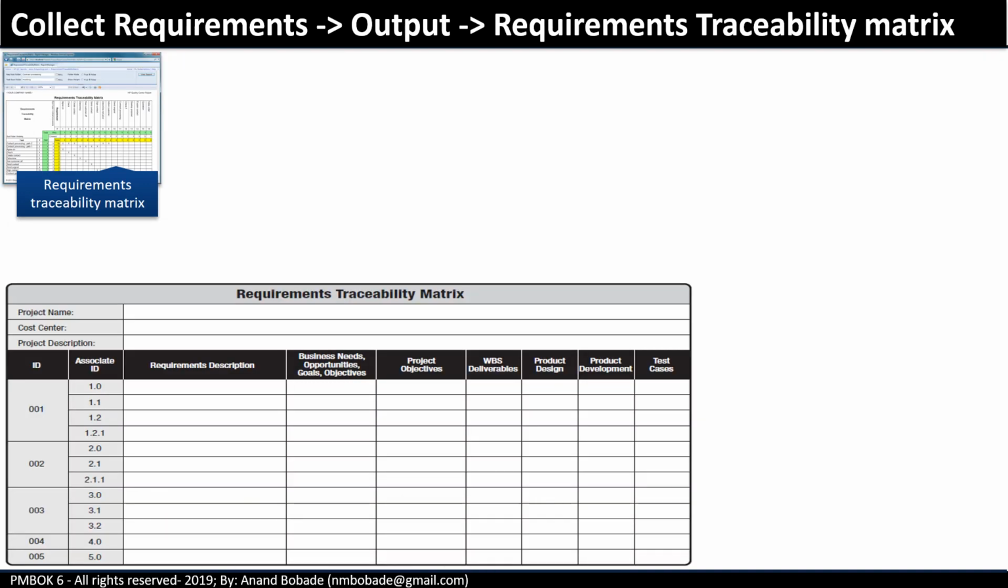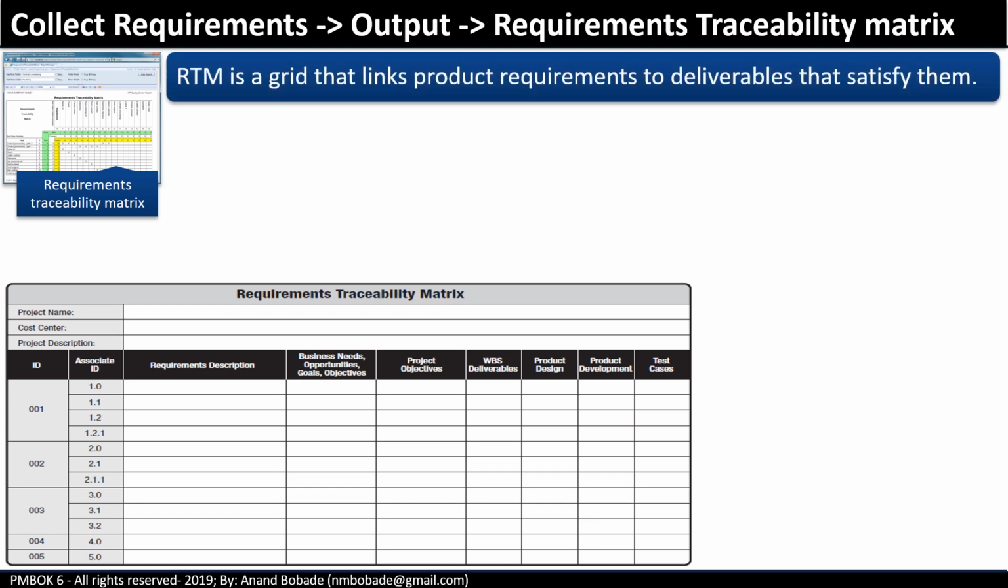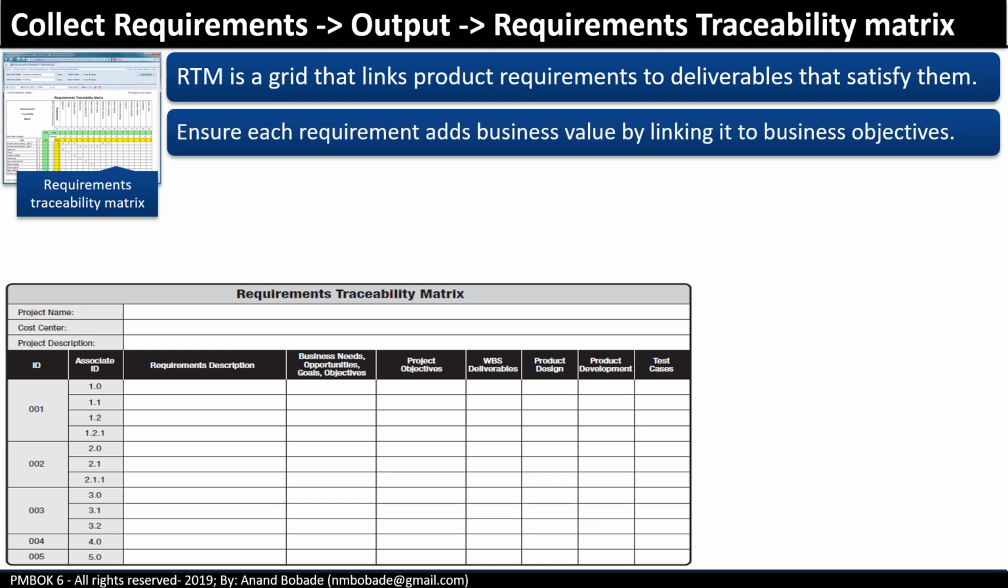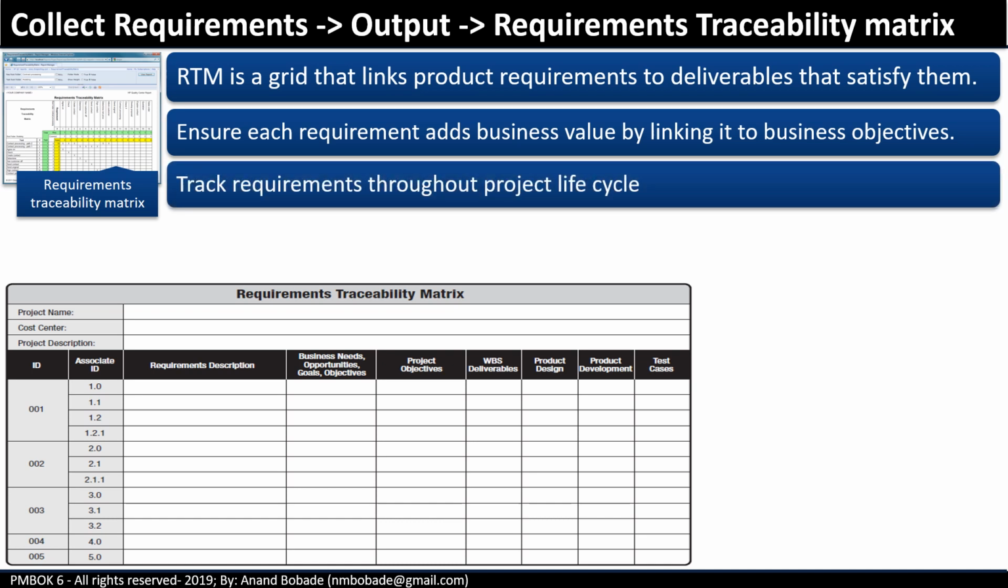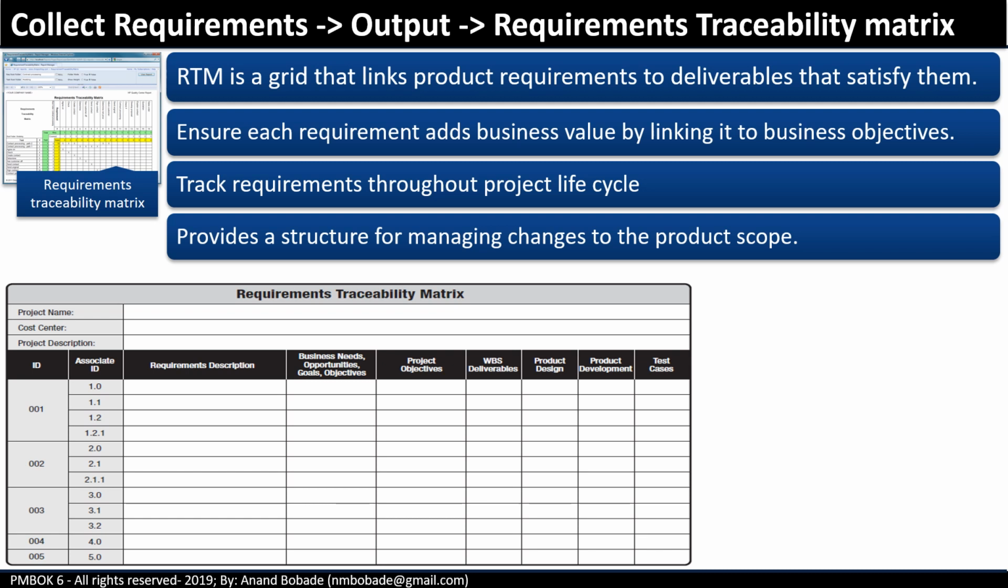Requirements traceability matrix. It is a grid that links product requirements to their origin and to the deliverables that satisfy them. Origin here means how they originated: from the project charter, from the business case, which stakeholders had given this requirement, or whether it is linked to a regulatory requirement, etc. The requirements traceability matrix helps link the requirements to business value by linking to the business and project objectives. It also helps track requirements throughout the project lifecycle and helps in customer and business acceptance. The RTM is a framework for managing changes to the product scope throughout the project.